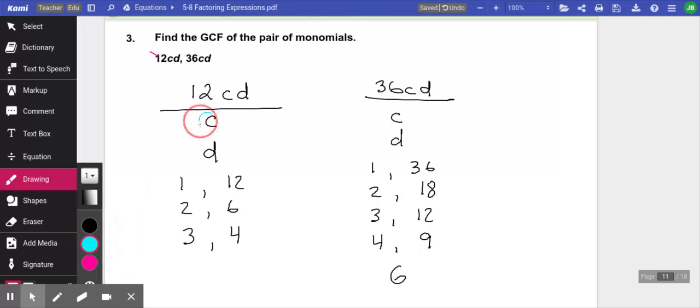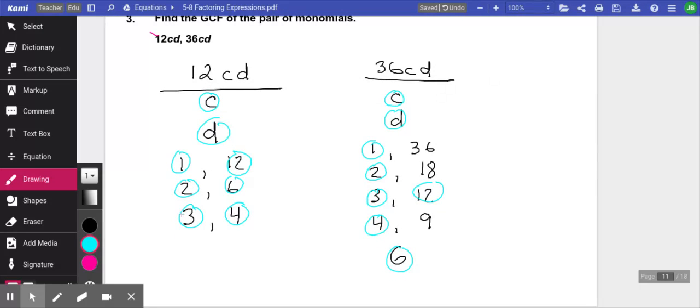So again, variables C and C, D and D. Numbers are 1 and 1, 2 and 2, 3 and 3, 4 and 4, 6 and 6, 12 and 12, and that doesn't go any higher. Because 12 is one of the factors, because it's multiplied by 1, we can use it. It still can be an answer. And notice both of the variables were common. So our greatest common factor would be 12CD. Pretty straightforward.